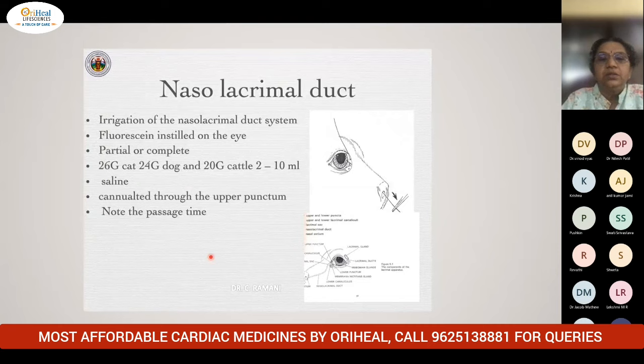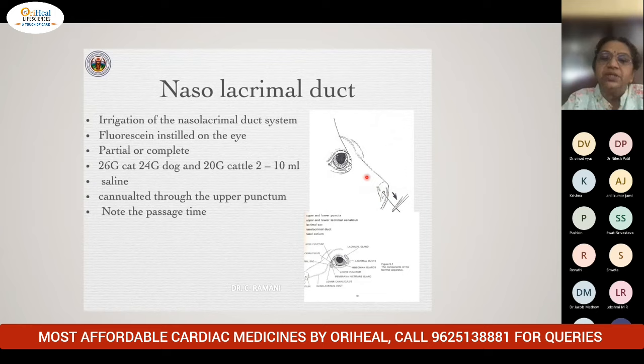Then the nasolacrimal duct system can also be assessed with the help of a fluorescent eye test. Fluorescein can be instilled, and if the duct is patent, the appearance of the dye in the nasal ostium will be immediate. If it is not immediate, if it comes out in less than 5 minutes, then you can say there is a partial block.